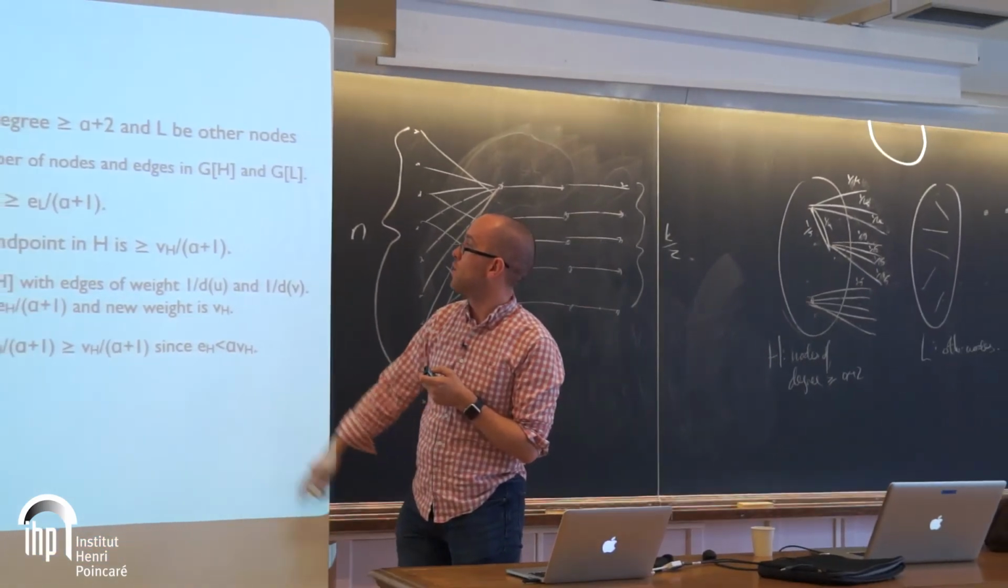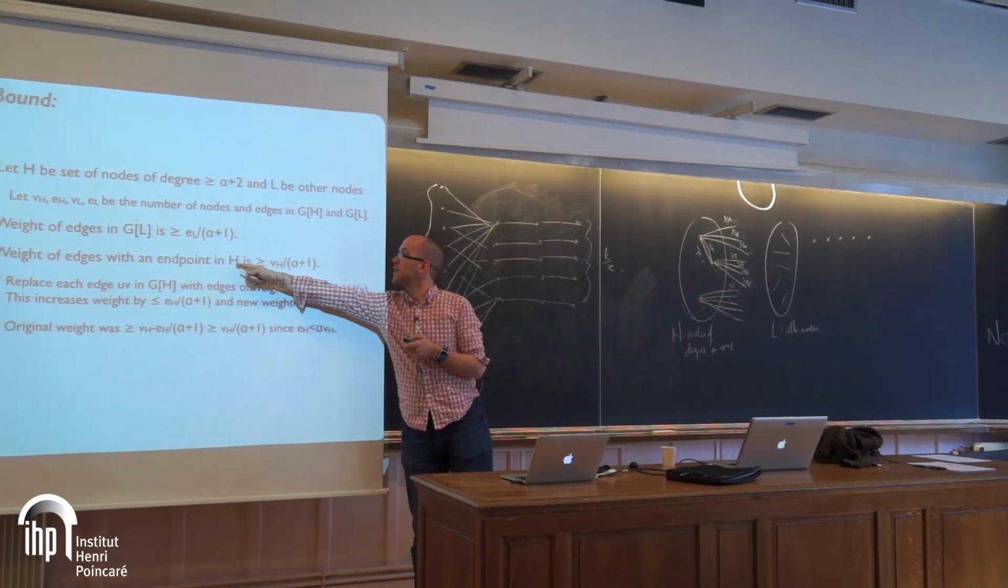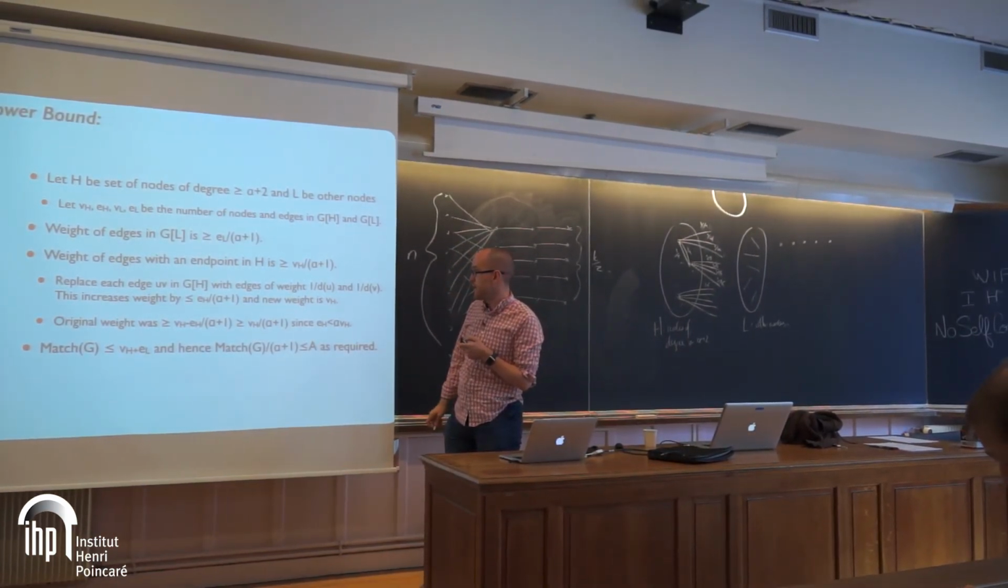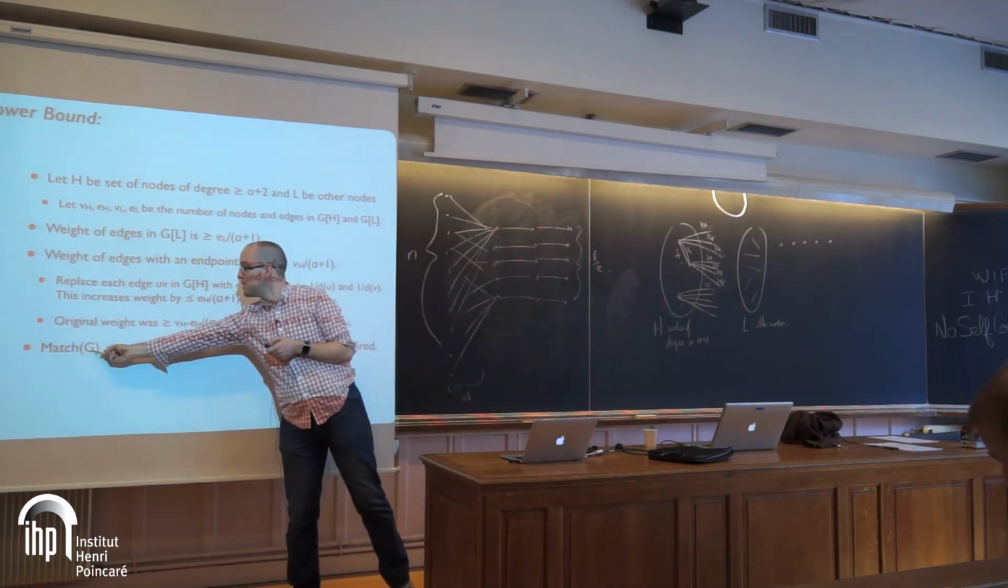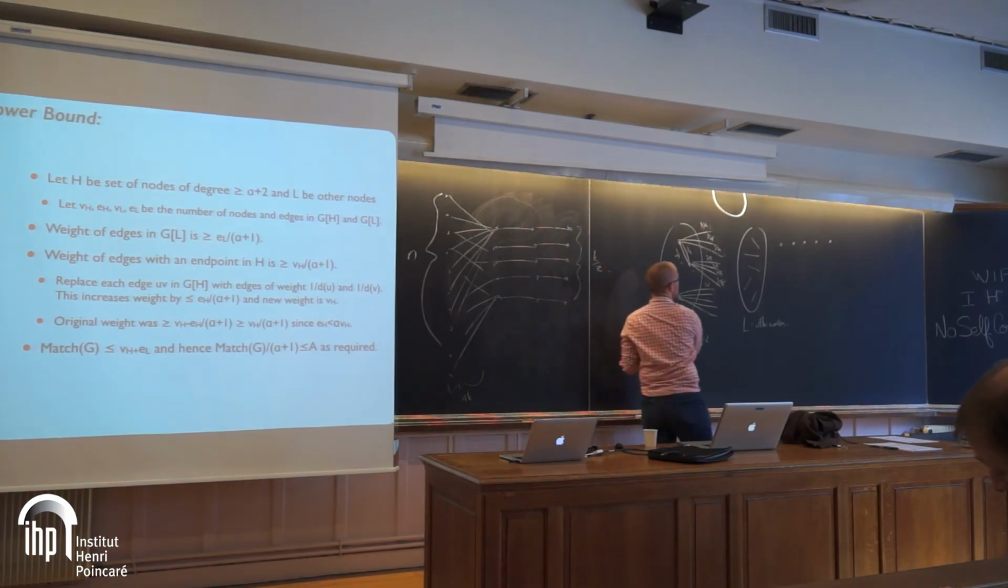VH alpha plus 1. And now this is where we use the planarity, because the number of internal edges in this graph is at most alpha times the number of nodes in this graph. It's the only place in the proof we use planarity. And so we can prove the total weight of edges with an endpoint in H is at most this thing.